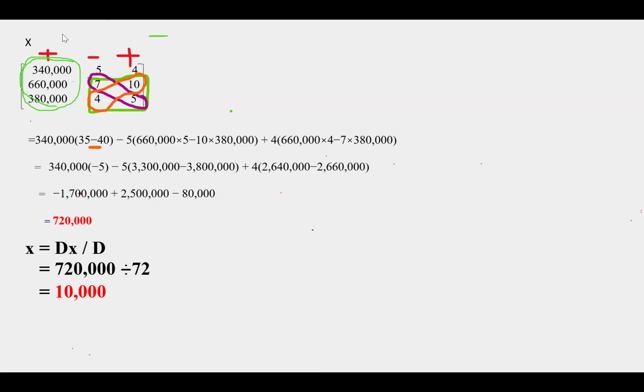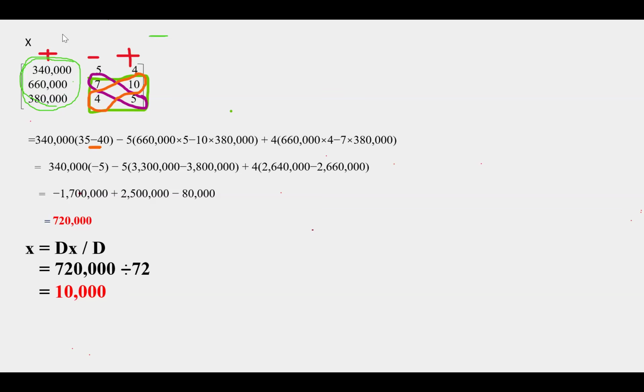The only thing that changes is that the values in the x column, like I explained earlier, are going to be replaced by the totals, in this particular case the total amount of shillings, which is 340, 660, and 3,800. The other numerals for y and z remain the same. Under the y column we have 5, 7, and 4, and under the z column 4, 10, and 5. The only thing that changes are the values under the x column.